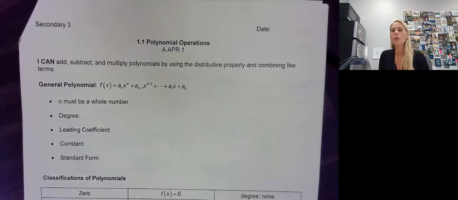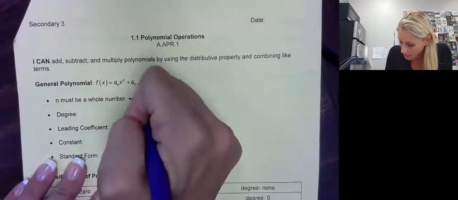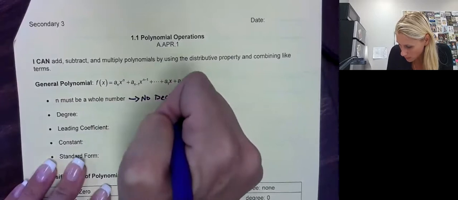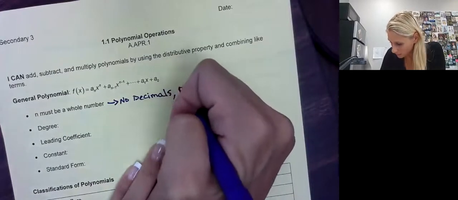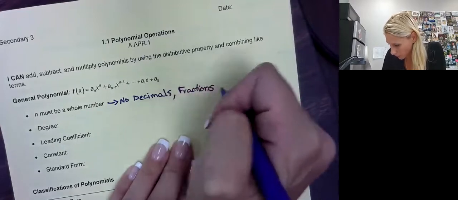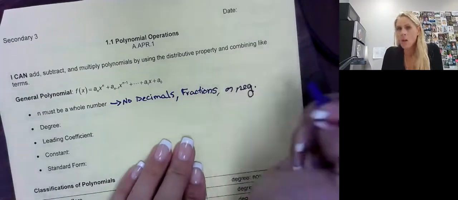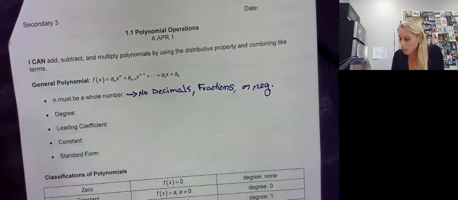Well, a polynomial, your n, which is your exponent, has to be a whole number. So let's remember a whole number is no decimals, fractions, or negatives. So 1, 2, 3, 4, 5, 6, 7. Okay. Now, and 0 because 0 is a whole number.